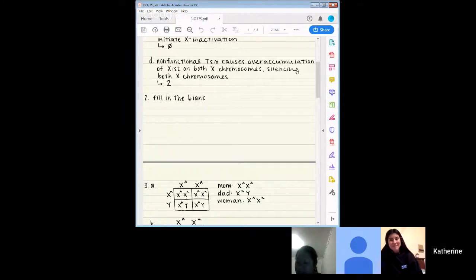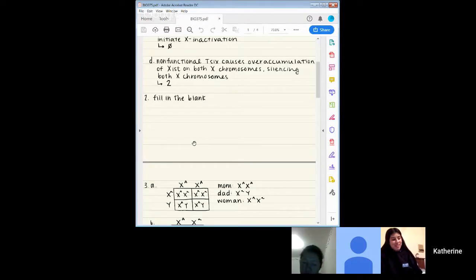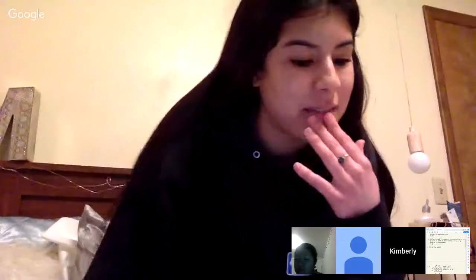Okay, and then C, a cross is made between a male mouse and a female mouse. What are the phenotypes of the offspring? And I got 75% normal. You got 75%? Yeah, what did you get? I got 1 normal to 1 dwarf body.